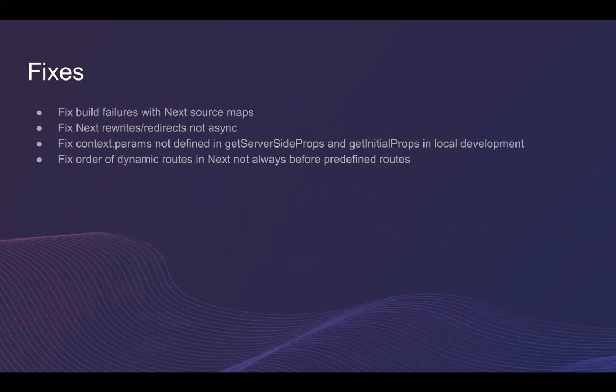Regarding fixes, all of these are actually related to Nuxt. So rather than me just reading it off, we fixed the source maps and rewrites redirects in 9.5, and then the last two were context params not being defined, and the last one was actually very interesting. Dynamic routes have to be ordered before the predefined routes, and there was an issue there that wasn't guaranteed as always. So that's fixed now.